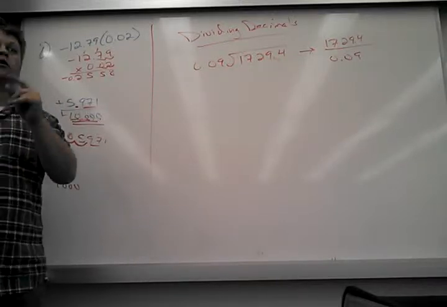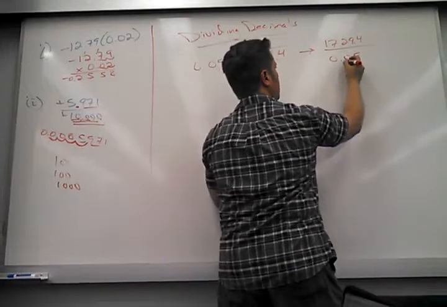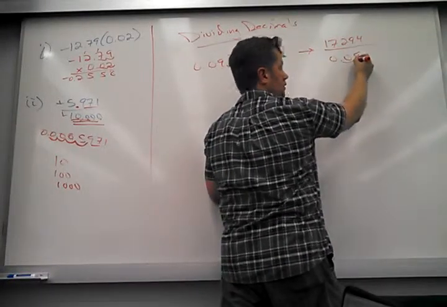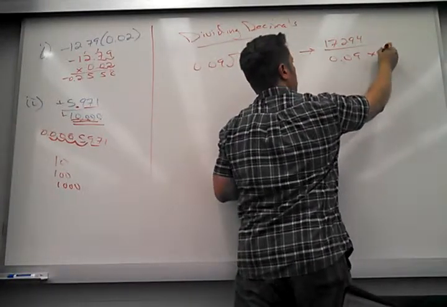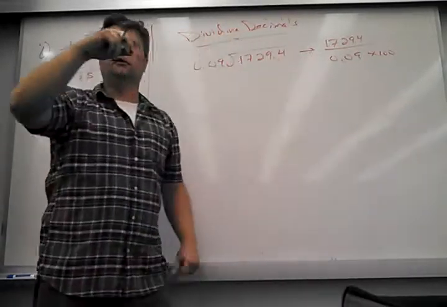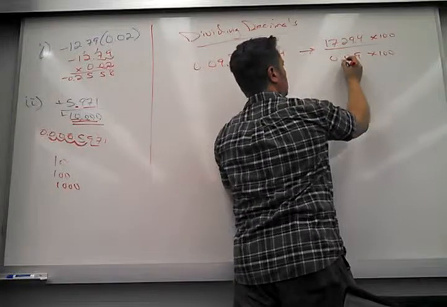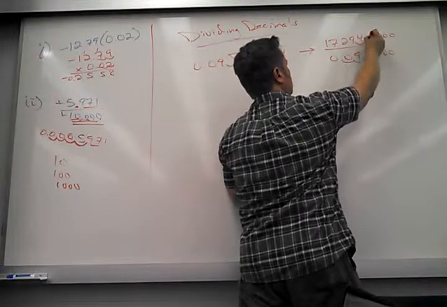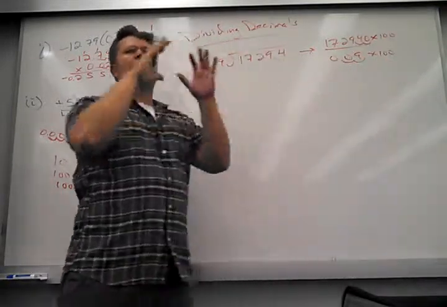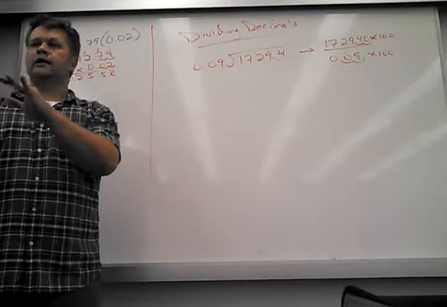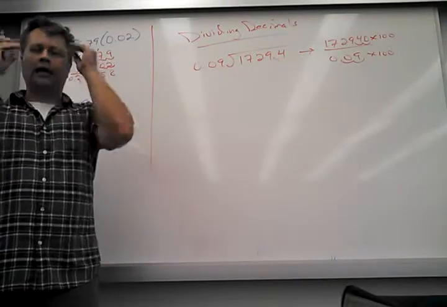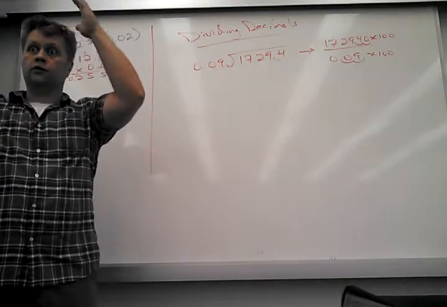Multiply by 100. Good. Every time I multiply by 10, I move it over once, right? So if I multiply by 100, I better also do what? Multiply the top by 100. So if I do that, this goes over once, twice. This goes over once, twice. Now I get a nice whole number on the bottom, thank God. Because I can divide something by 9. I can't divide by 0.09 in my head, thank you very much.